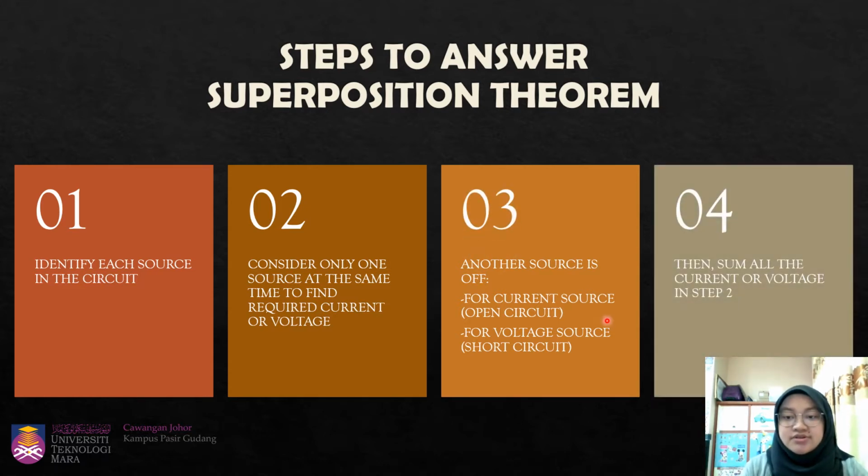The fourth step, which is the final step, is to sum all the current or voltage from step 2. After we finish finding the voltage of each source, we get the final answer by adding all the values from all the sources.